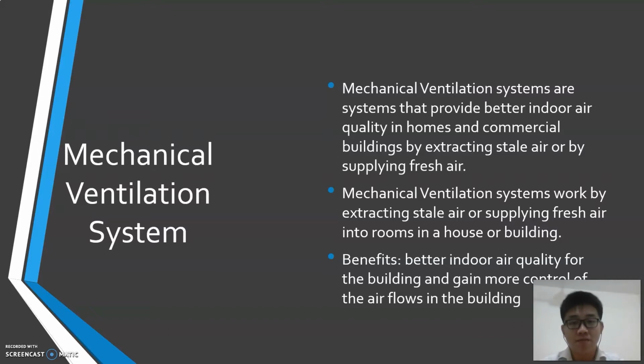First of all, the background of the system. Mechanical ventilation systems provide better indoor air quality in homes and commercial buildings by extracting stale air or by supplying fresh air. Mechanical ventilation systems work by extracting stale air or supplying fresh air into rooms in a house or building. The benefits are better indoor air quality for the building. It can extract the indoor air to the outside of the building and gain more control of the airflow in the building, and it can also bring more air in from the outside of the building.